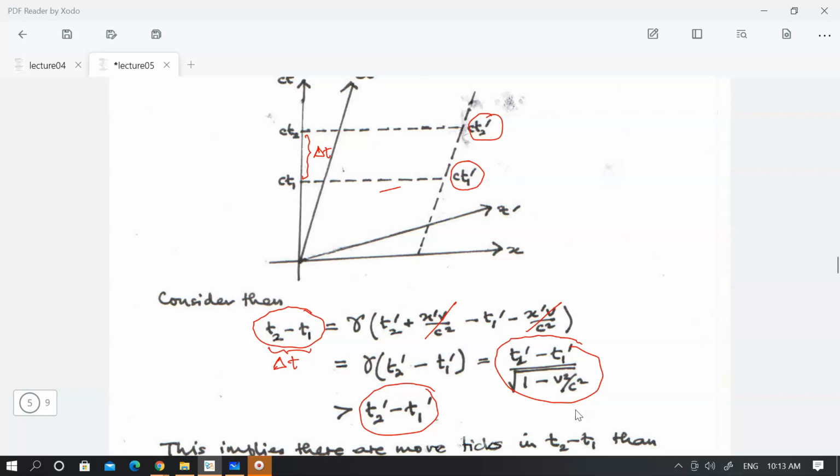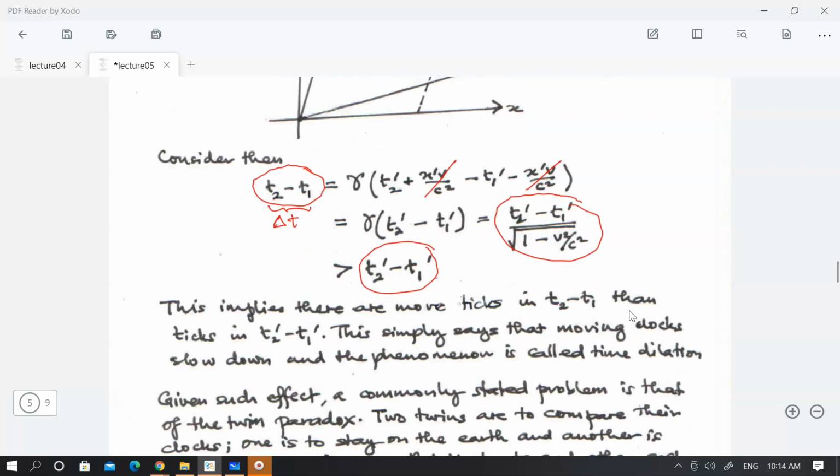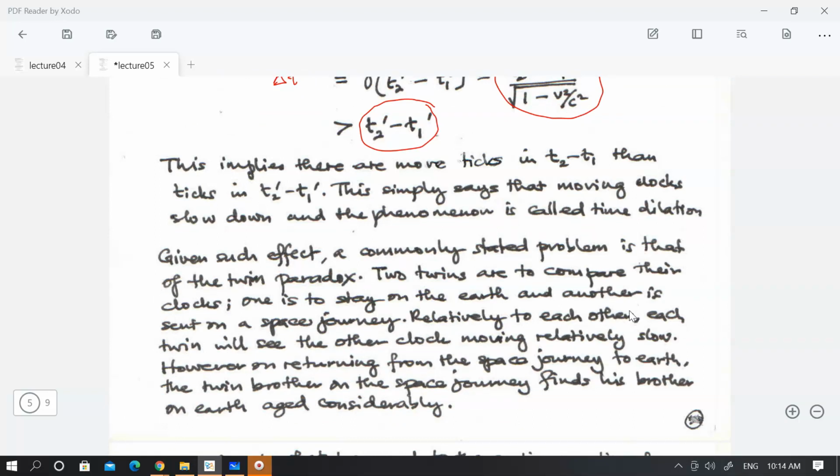And what it says in this particular case is that the clock in the O dash frame ticks slower, so you find that this difference is less than the value of this interval. So this interval says that the moving clocks in the O dash frame move slower than the clocks in the O frame. It's a bit confusing, but one has to think in terms of the ticking of a clock. And that phenomenon is called time dilation.